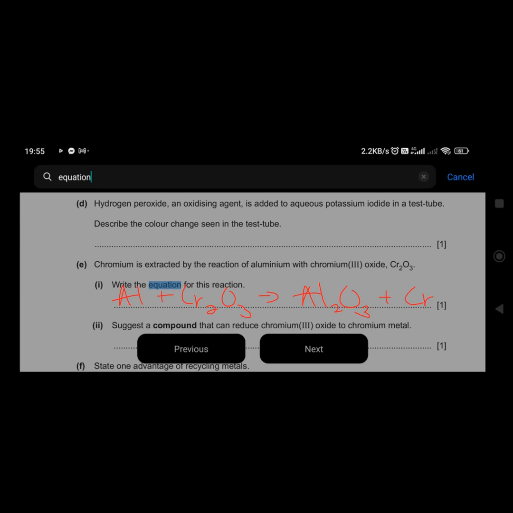This is an extraction reaction, isn't it? Balance this. Oxygen is balanced already, oxygen 3, oxygen 3. You see aluminium is not balanced. Put 2 in front of this. And you see chromium is not balanced. Put 2 in front of this. That's it, right? Balanced. You can even add state symbols also. These are all actually solids.